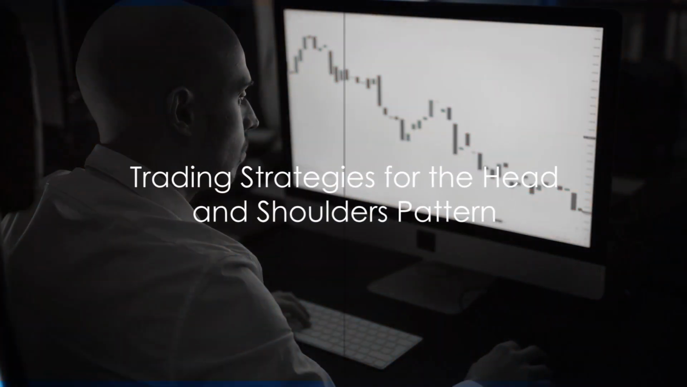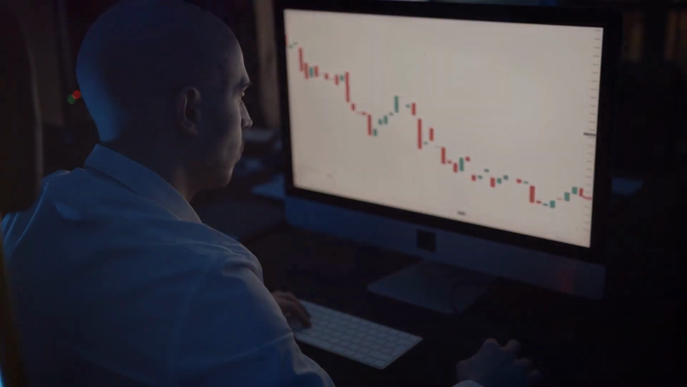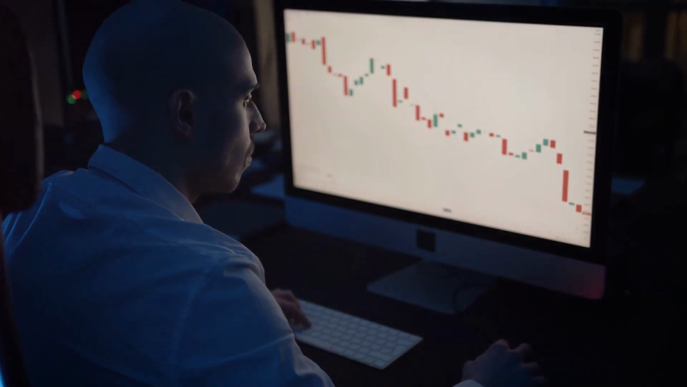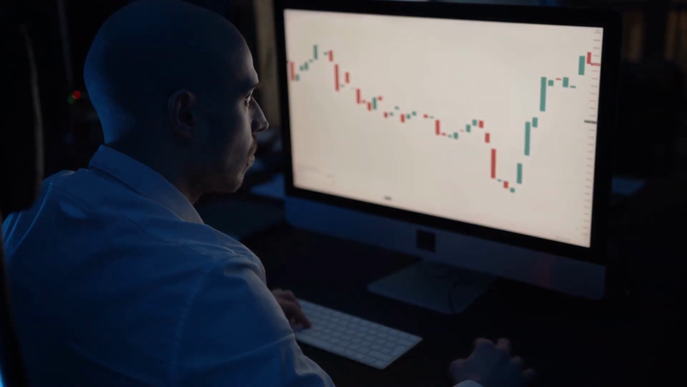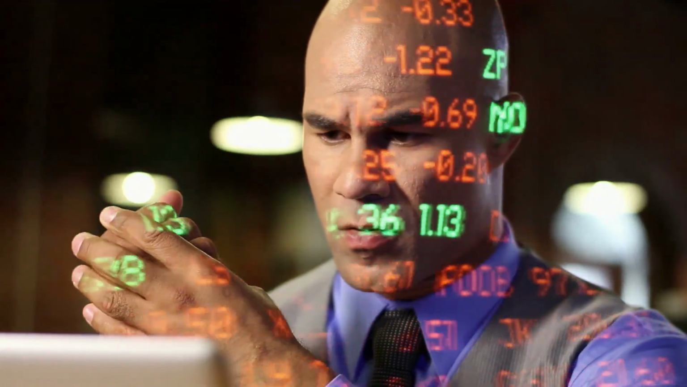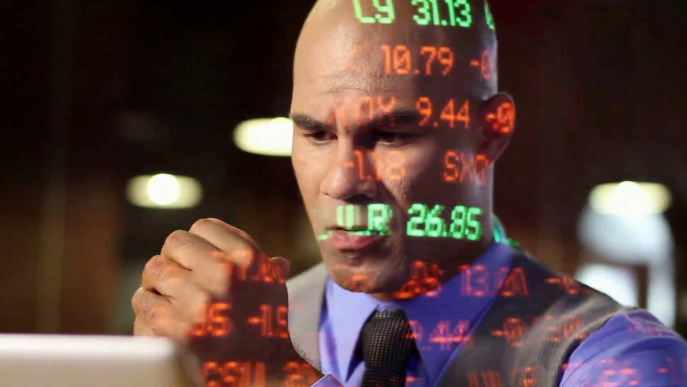Spotting the pattern is one thing, knowing how to trade it is another. Traders often enter a short position when the price falls below the neckline after the right shoulder forms in the classic pattern. For the inverse pattern, a long position is entered once the price breaks above the neckline. Remember, the neckline breakout is the pattern confirmation, so you'll want to wait for this to avoid false signals.